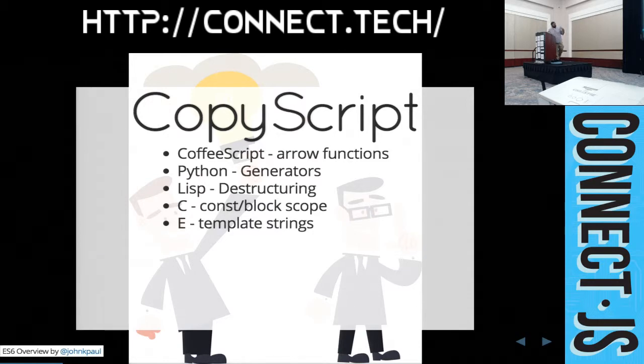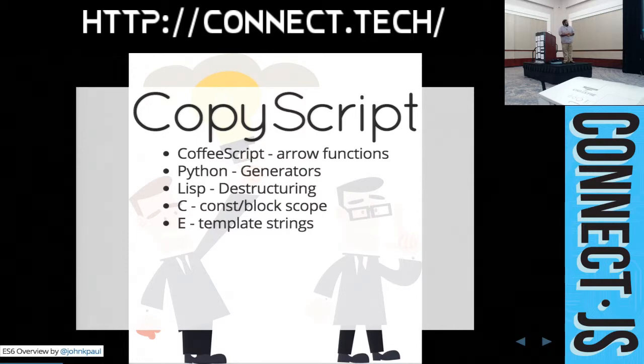Lisp has the concept of destructuring. ECMAScript 6 has a concept called destructuring assignment, which makes it very easy to create new variables without needing temporary variables. C has constant block scope and lots of other ideas that have been permeating to other C-based syntactical languages that have not yet been in JavaScript but are now there.